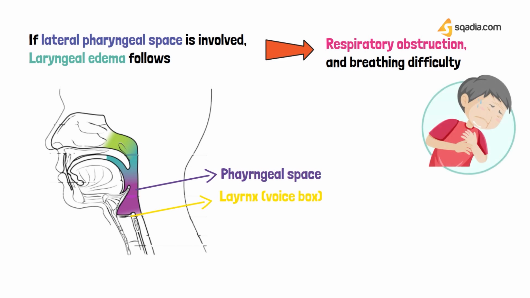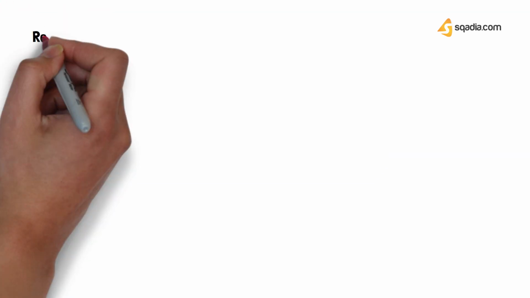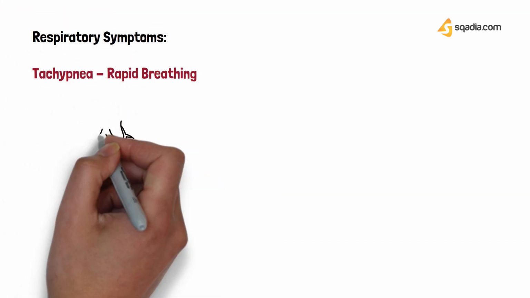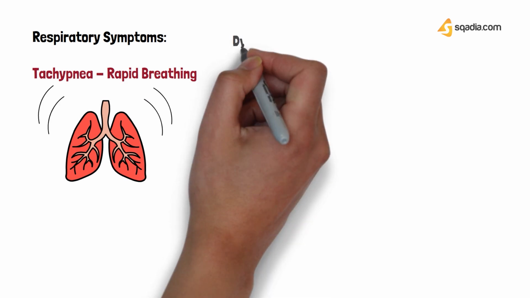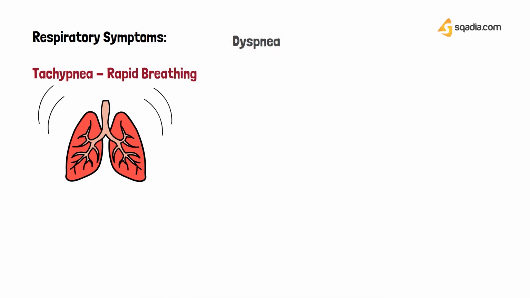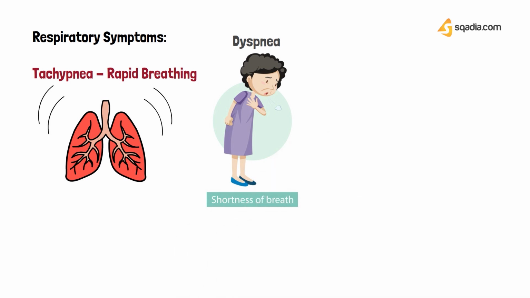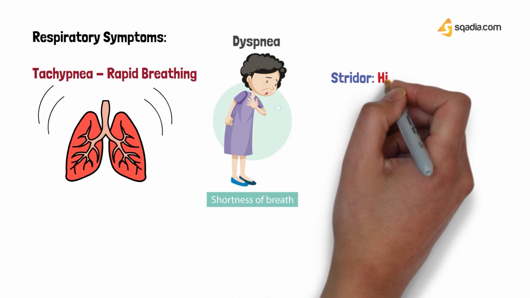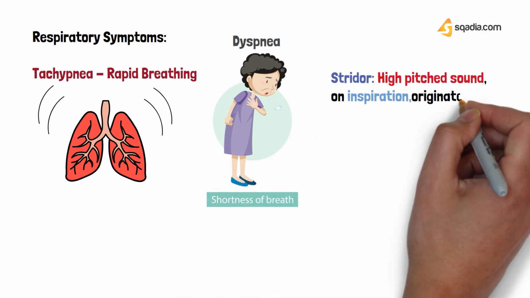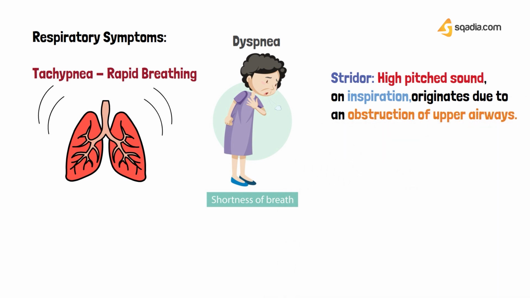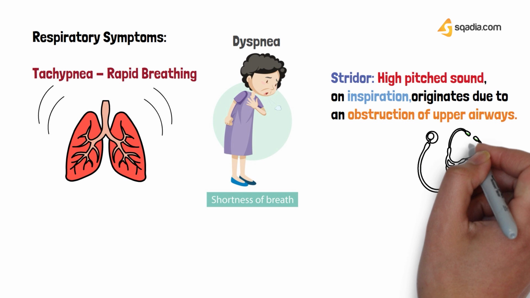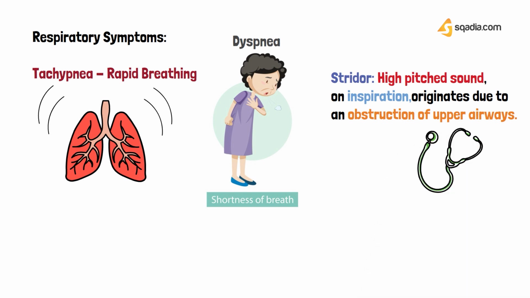Some of the other respiratory symptoms include tachypnea, which means rapid breathing. Dyspnea may also occur. This is basically shortness of breath. And something which is known as stridor. Now, what is stridor? Stridor is basically a high-pitched sound. It usually occurs when we inhale, and it is associated with an obstruction of the upper airways.